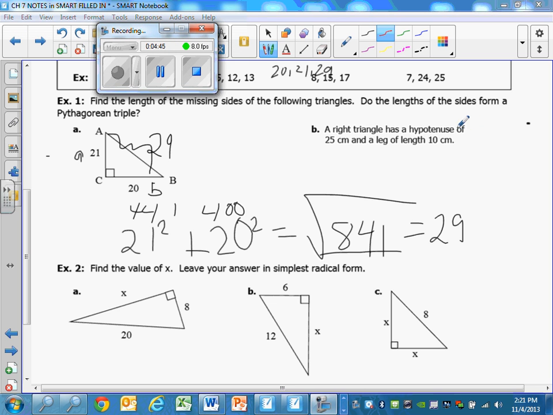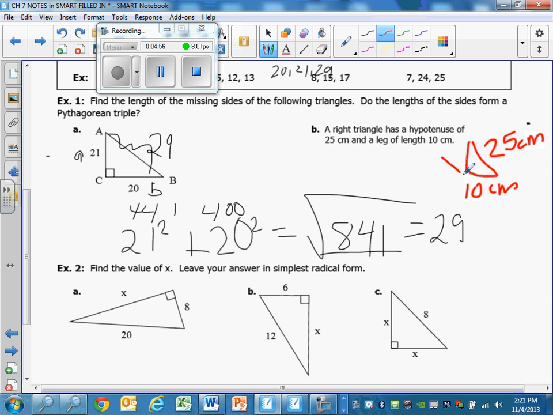Alright, let's look at problem B. A right triangle has a hypotenuse, the long edge, of 25 centimeters, and one of the legs is 10 centimeters, and we need to find the third side. So we need to discover x squared plus 10 squared, which is 100, equals 25 squared, which we did earlier and got 625. So 625 minus 100 is 525, and I would take the square root of 525 to get x.